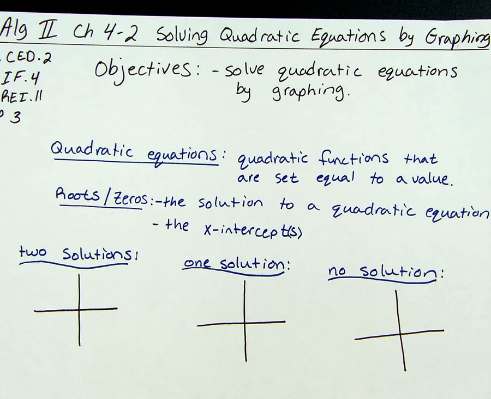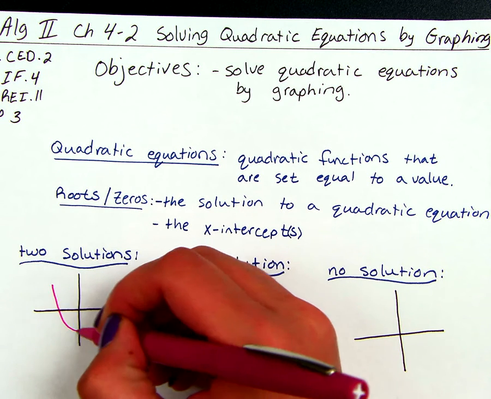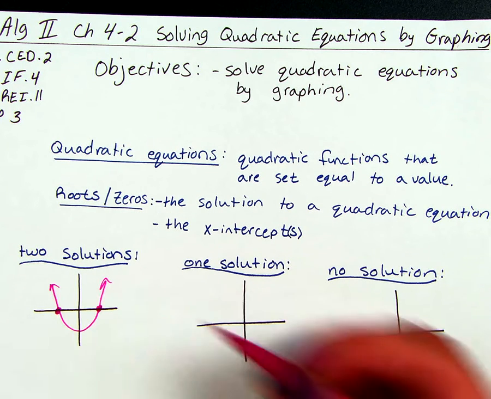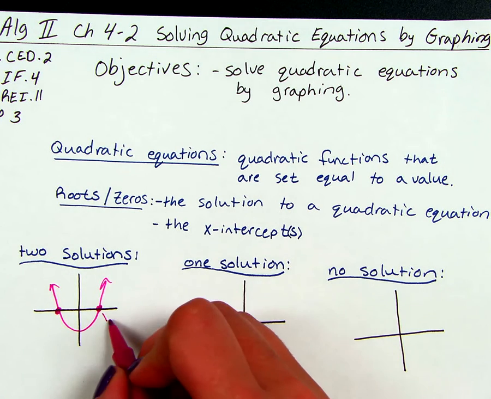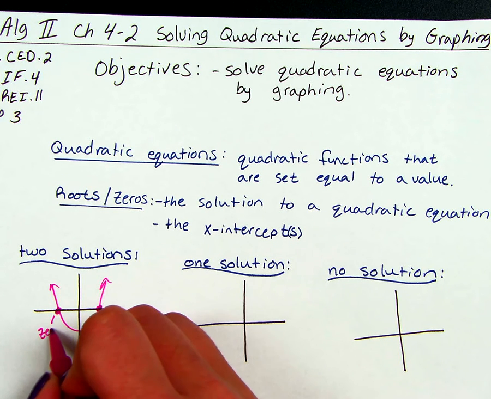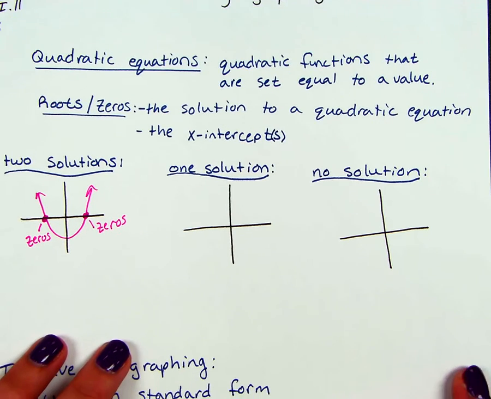When we are solving by graphing, sometimes we will have a graph with two solutions. When that happens, our U-shape has to intersect the x-axis at least twice. If it's opening up, it could look something like this. Where it intersects the axis, those are the solutions. Again, we're calling these the zeros, or we could say roots. But really, they're the x-intercepts. So when we're solving, we're finding those x-intercepts.